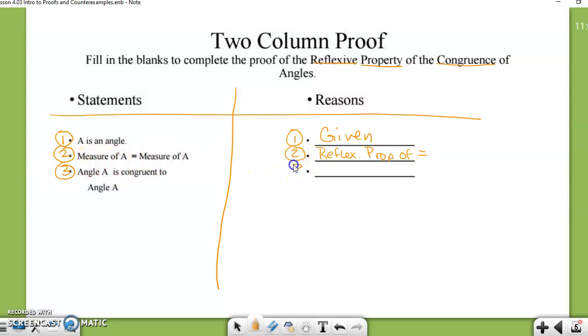Now to step 3, when things are equal to each other, they are congruent, because that's the definition of congruency. When things are congruent, it means they have the same measure. So this is going to be definition of congruency. Okay.